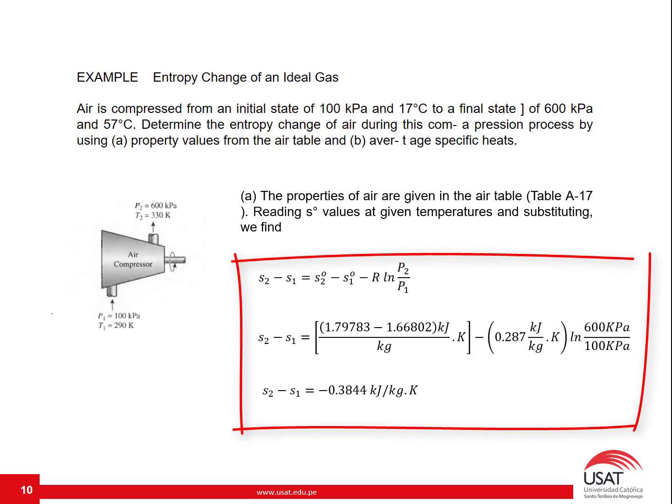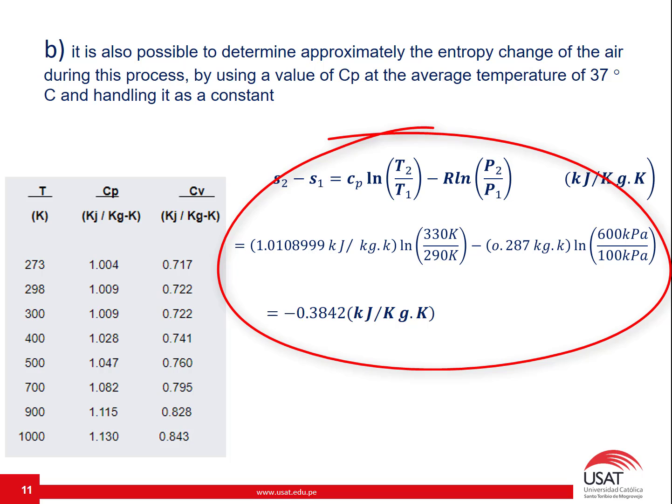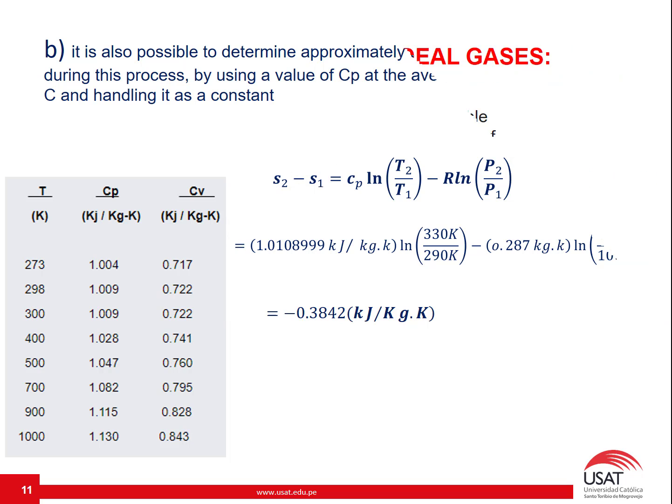It is replaced in the aforementioned equation. A negative result is obtained. For the second part of the problem, I replace in the equation the Cp with the average value found per table, and we obtain a result similar to the previous one. This happens because the temperature difference is small. If it had been large, the difference would have been significant, and the previous equation would have been used.